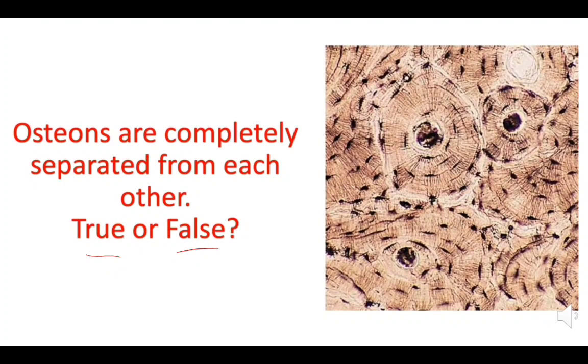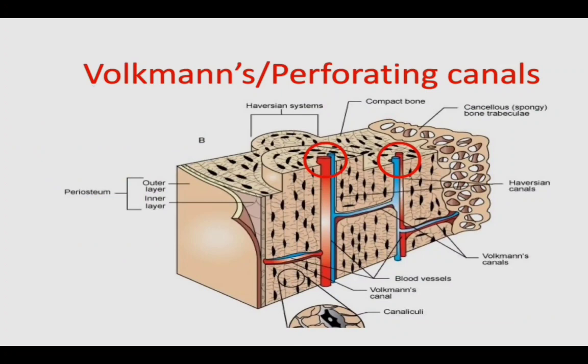Magkakahiwalay ba ang osteons natin? Yes or no? True or false? Okay, so if your answer is completely separated, if your answer is yes, then you are wrong. Kung ang answer niya is false, ibig sabihin you are right. It's because the osteons are not separated from each other, but rather they are connected by what we call the Volkmann's canals or perforating canals.